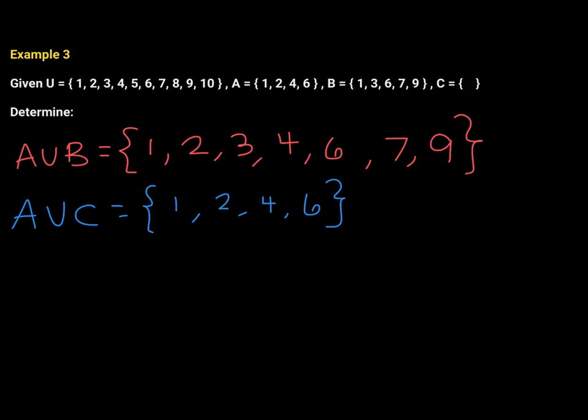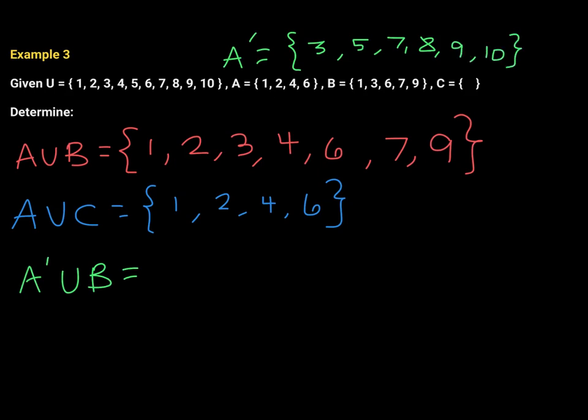All right, the next set they want us to find is the complement of set A union set B. I don't know what the complement of A is, so let's find that really quickly. The complement of A is the set of all elements that are in the universal set, but not in A. So the complement of A would be 3, 5, 7, 8, 9, 10. It's important that you find the correct set, that way we don't make a mistake here when we list out the union.